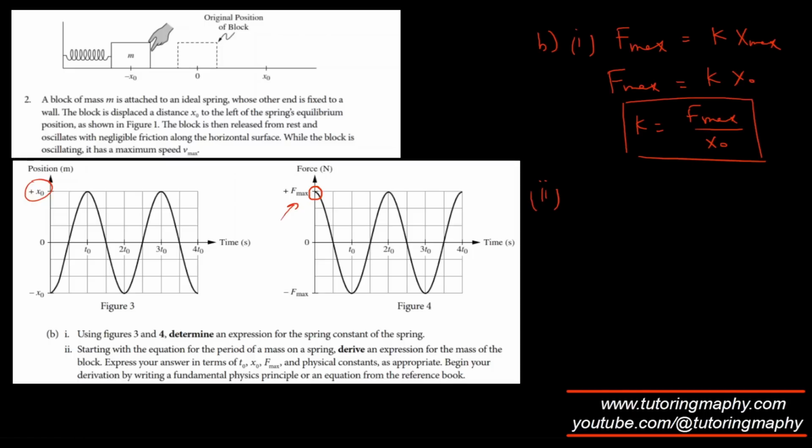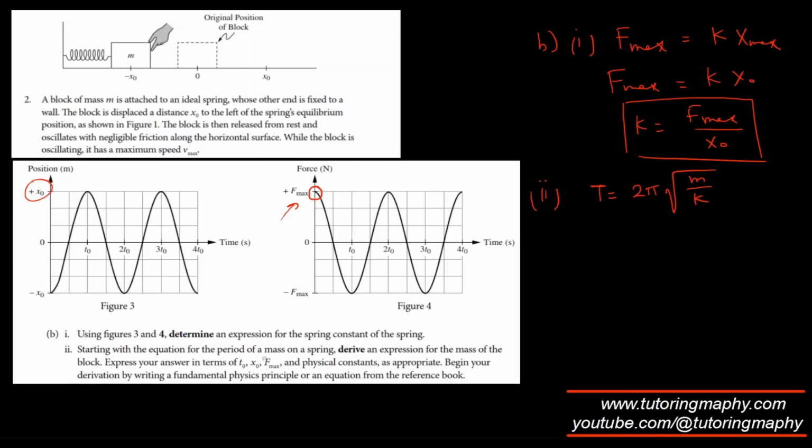Now, starting with an equation for the period of a mass on a spring, derive an expression for the mass of the block m. Express your answer in terms of these quantities. Begin your derivation by writing a fundamental physics principle or an equation from the reference book. So I know that the time period for a spring-mass system is given by 2 pi square root of m over k.